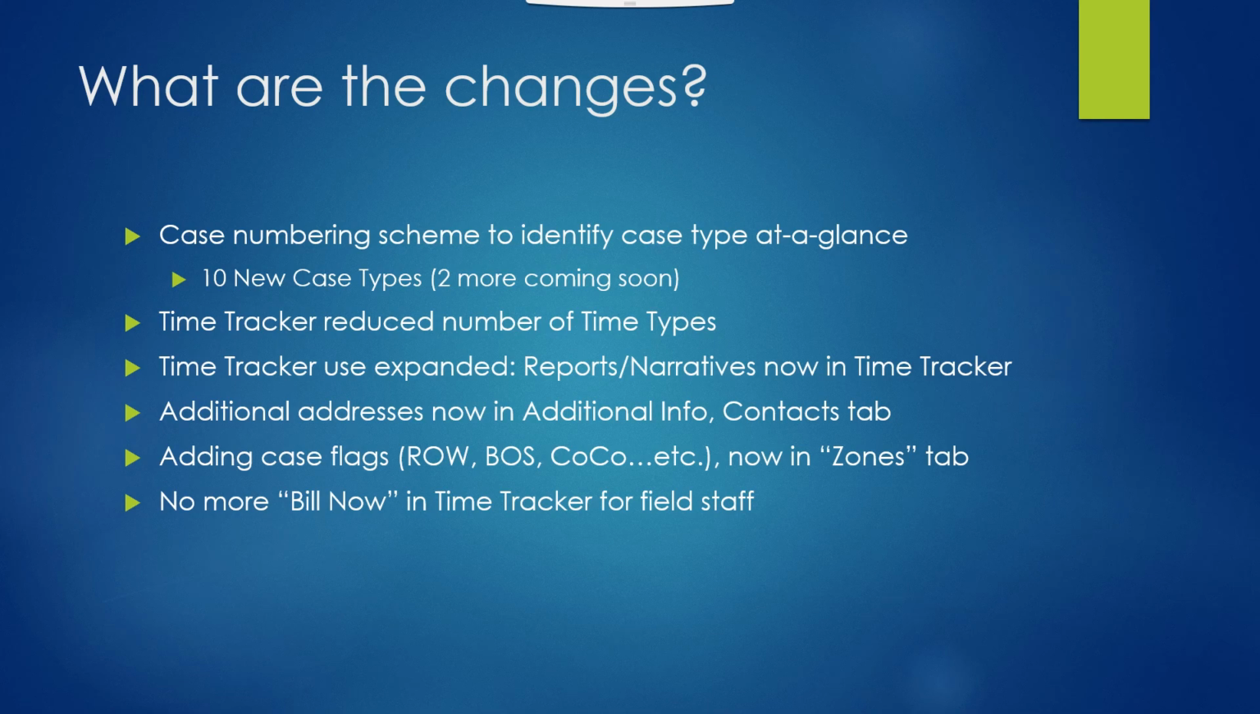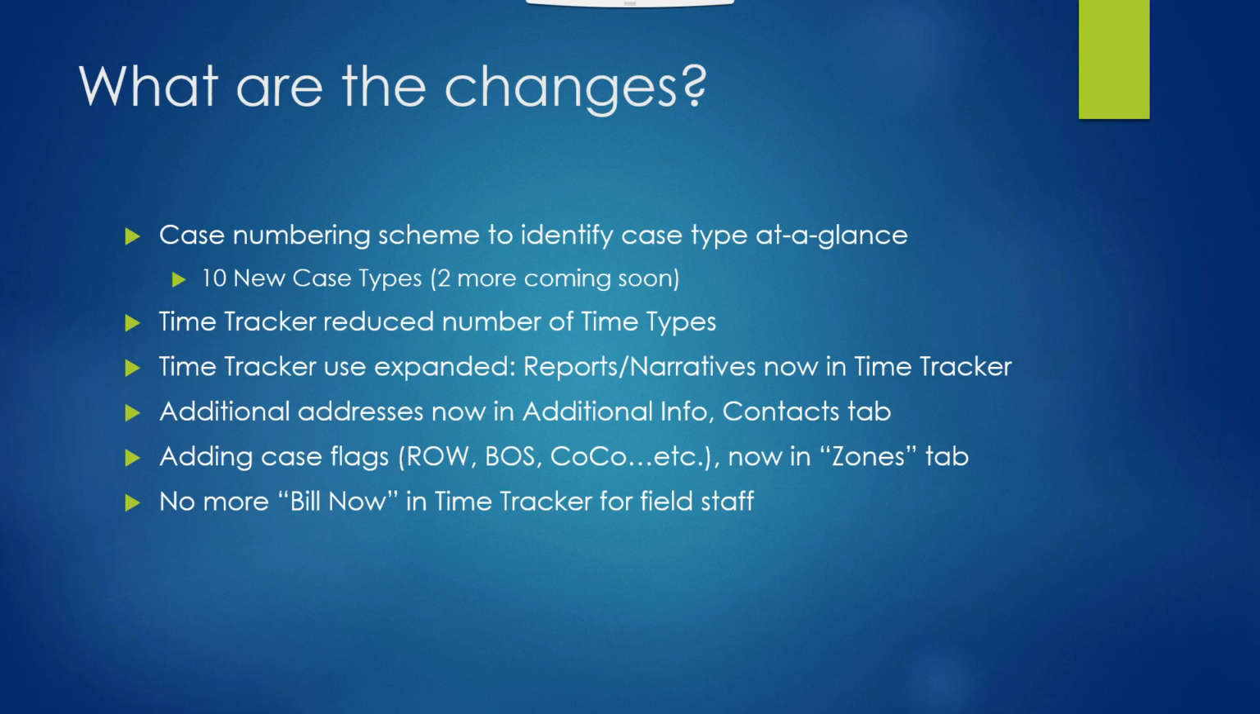number. Time tracker will have a reduced number of time types available to you. Time tracker use will be expanded in that you will now use the time tracker to enter your case report narratives instead of activities. Additional addresses will now be in an additional information tab specific to contacts. This tab will be case specific and will be where staff will now enter the additional contacts like beneficiaries or interested parties, that information that we obtain from either a RealQuest property report or a lot book.